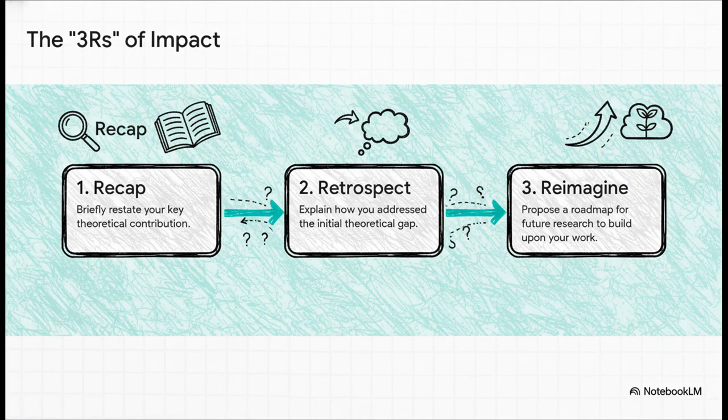And again, the paper gives us this really neat, simple framework, the 3 R's. First, you recap. Just briefly say what your main contribution was. Then, retrospect. Connect the dots for everyone. Show them exactly how your work filled the gap you found at the beginning. And finally, reimagine. Lay out a roadmap for other researchers. Show them where to go next and how to build on what you've done.